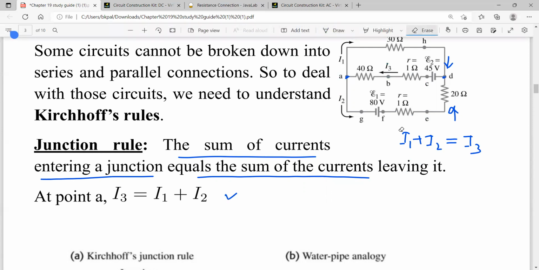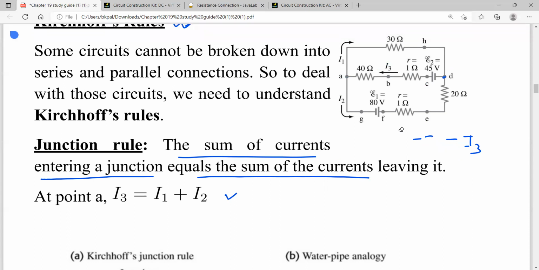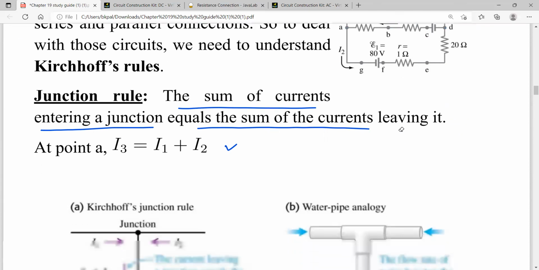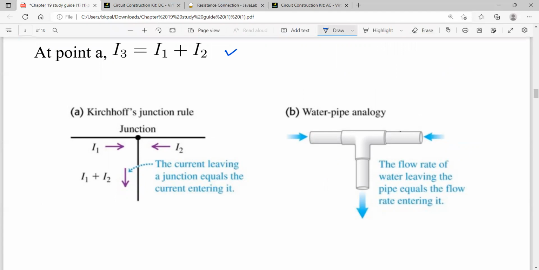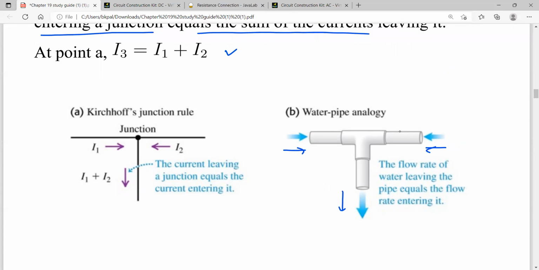So this is the junction rule, which is easy to understand. You can compare it with this water pipe analogy. Here you see that water is entering from this side and leaving from this side. So the flow rate of this one plus this one will be equal to this one.